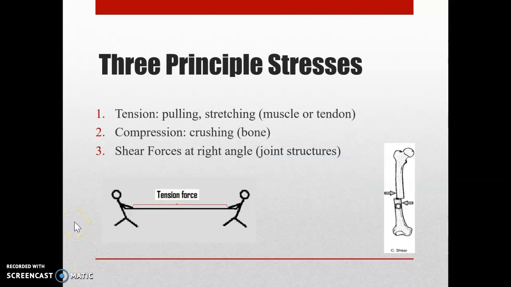And then we have 3 main stresses that are put onto our bones. So tension is any pulling or stretching. So we see those types of injuries with muscles or tendons. When they have tension stress on them, they will be pulled apart too far and those fibers can tear. Then we also have compression, which is just extreme pressure or crushing. So that will usually cause damage to a bone. And then we have shear forces, which are at more of a right angle. So that can happen to your joints or sometimes bones, like that picture on the right. That's an image of a shear force fracture.